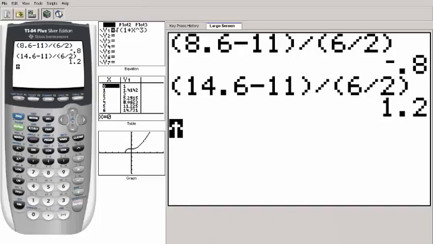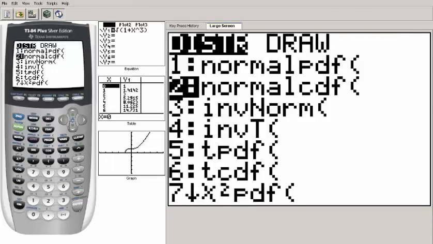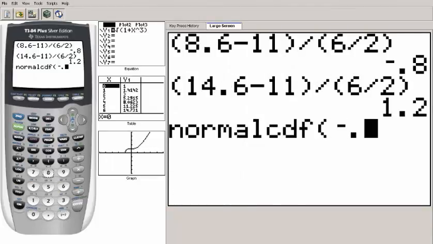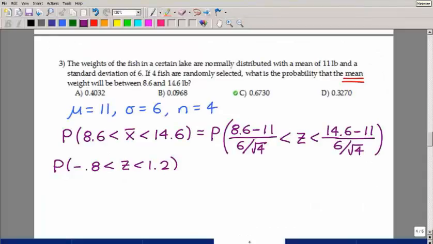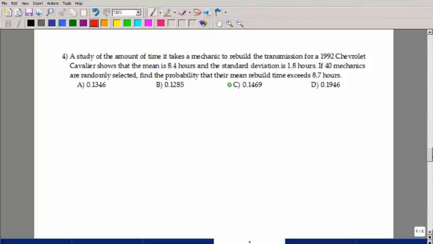But I'm going to use the normal CDF command here. Normal CDF, enter, negative 0.8, comma 1.2. Enter, looks like about 0.6731. Let's see how we did there. Okay, it's a little off, but that's all right. You won't have answer choices that close together on an exam, so that's not going to be an issue at all. So, all right, let's proceed with another problem here.